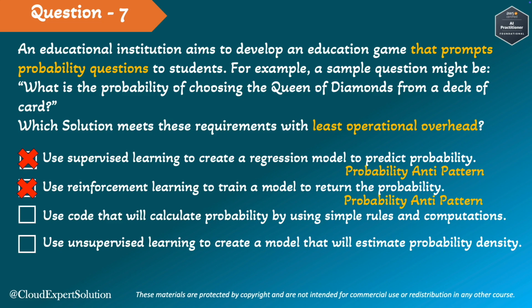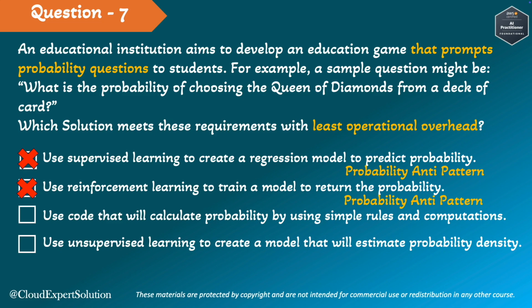Option number 3 is talking about using code that will calculate probability by using simple rules and computations. This approach involves writing straightforward code to calculate the probability based on basic probability rules. Hence, this is the potential correct answer for us. Let's hold this answer and review the remaining option.